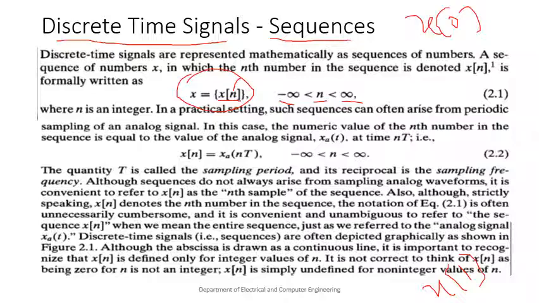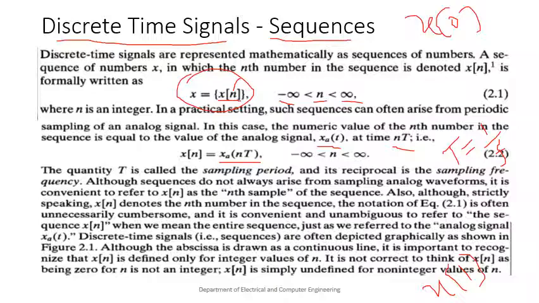So if you see here, we have an analog signal, x a of t, x analog, t continuous. What we do is replace this continuous t with nT, a multiple of the sampling time. This T is the reciprocal of the sampling frequency. So we replace continuous time with a multiple of the sampling time, and we get this x of n.